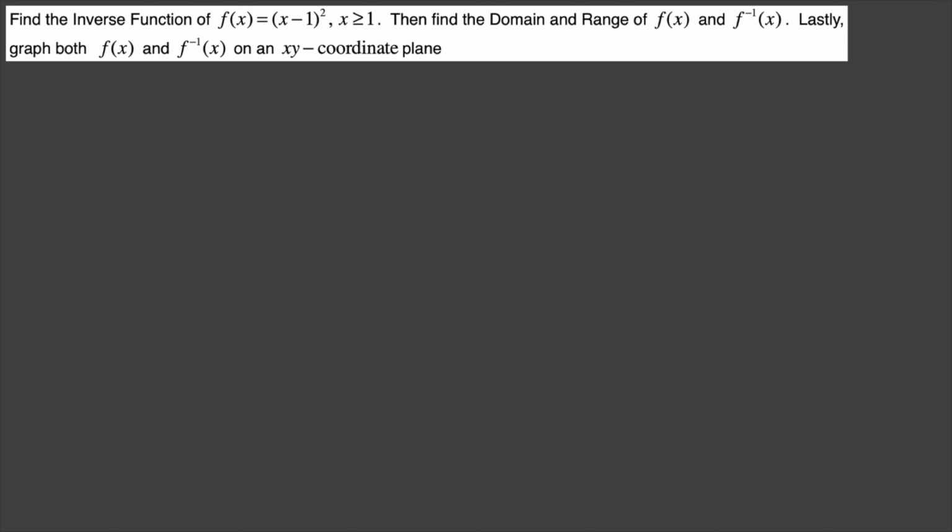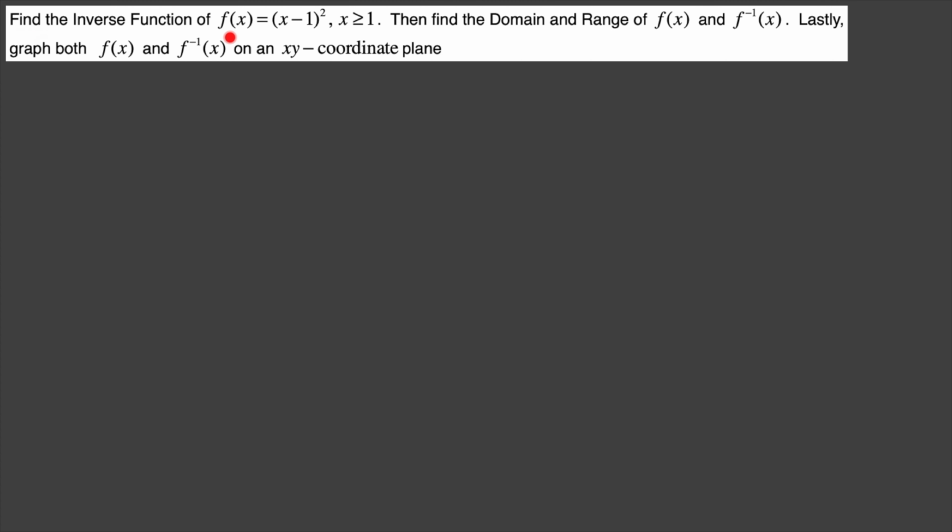This question says, find the inverse function of f of x equals x minus 1 squared, where x is greater than or equal to 1. Then find the domain and range of f and f inverse of x. Lastly, graph both f and f inverse on an xy coordinate plane. Alright, so let's start with the first part.